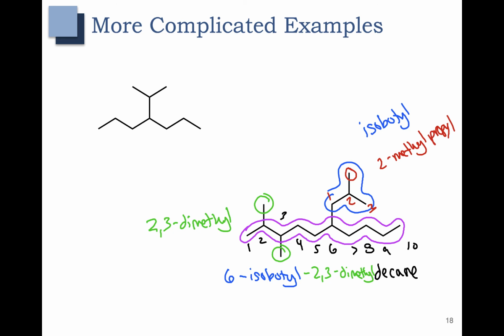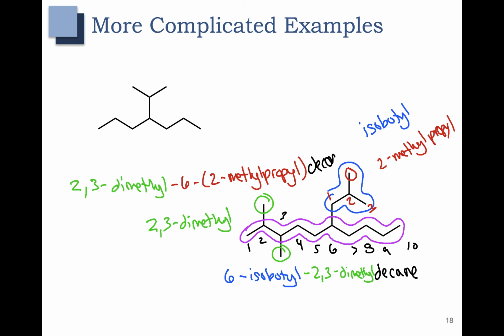If we do things this way, we have a 2,3-dimethyl-6-(2-methylpropyl)decane. Notice that the position of the methyl changes depending on how we name this group. If it is an isobutyl group, then we use i for alphabetical ordering, and i comes before m for methyl. If we use the 2-methylpropyl name, methyl comes before methyl propyl alphabetically. This concludes the video for naming of alkanes. We'll cover cycloalkanes in the next video.